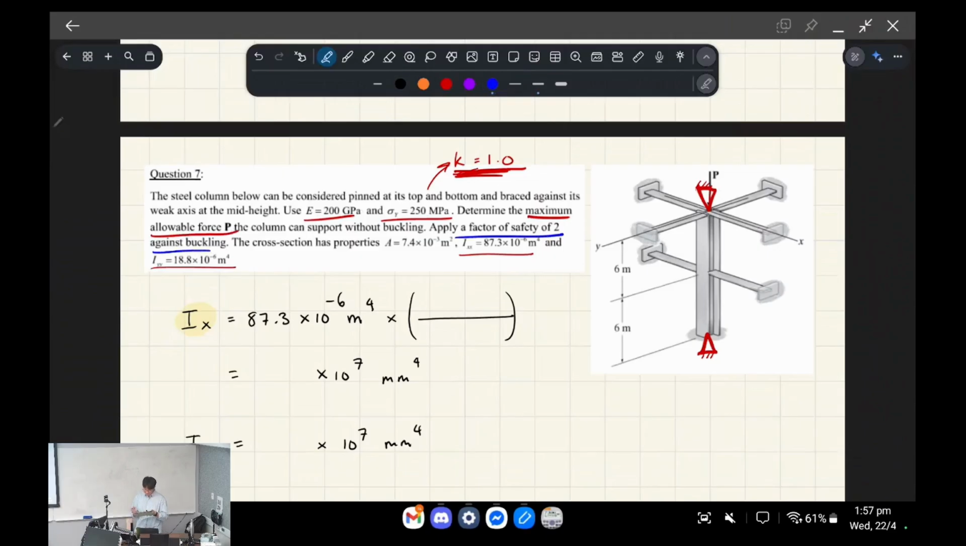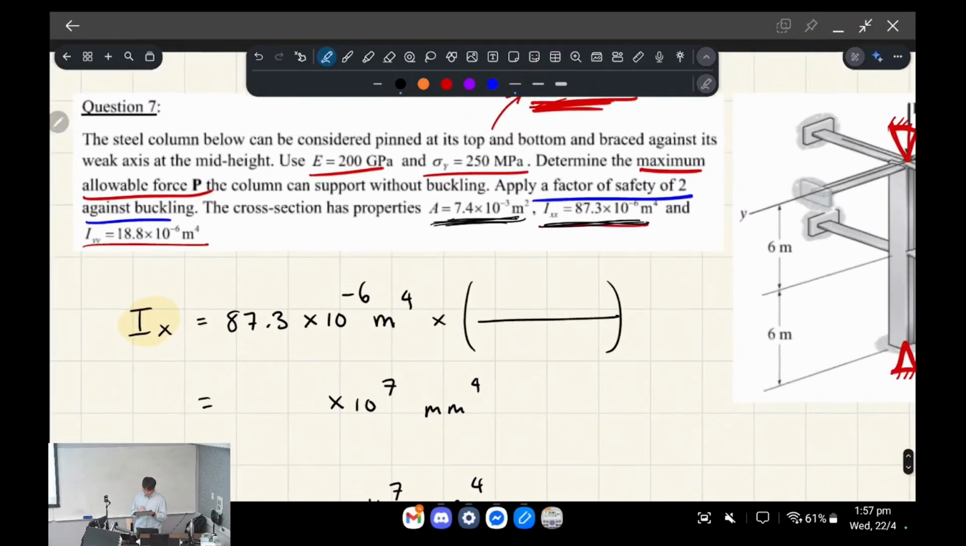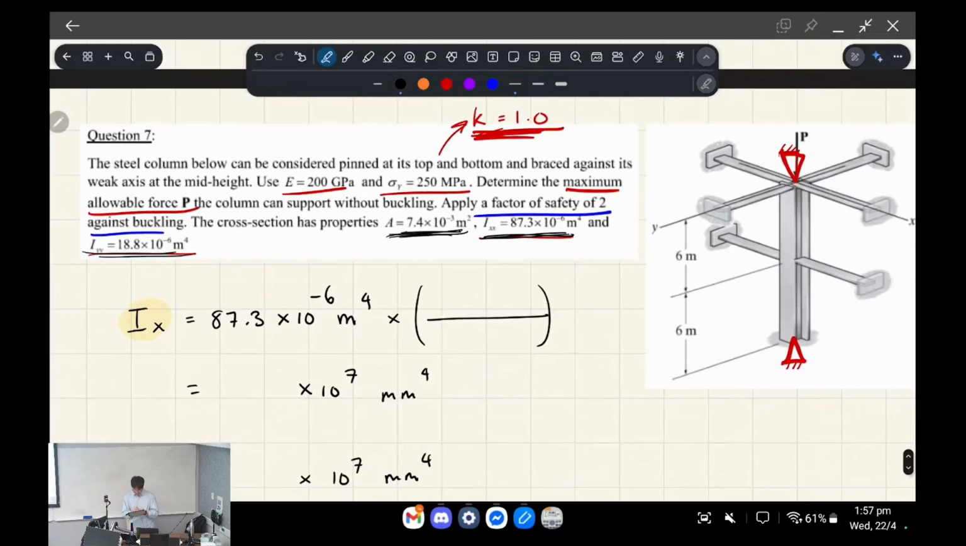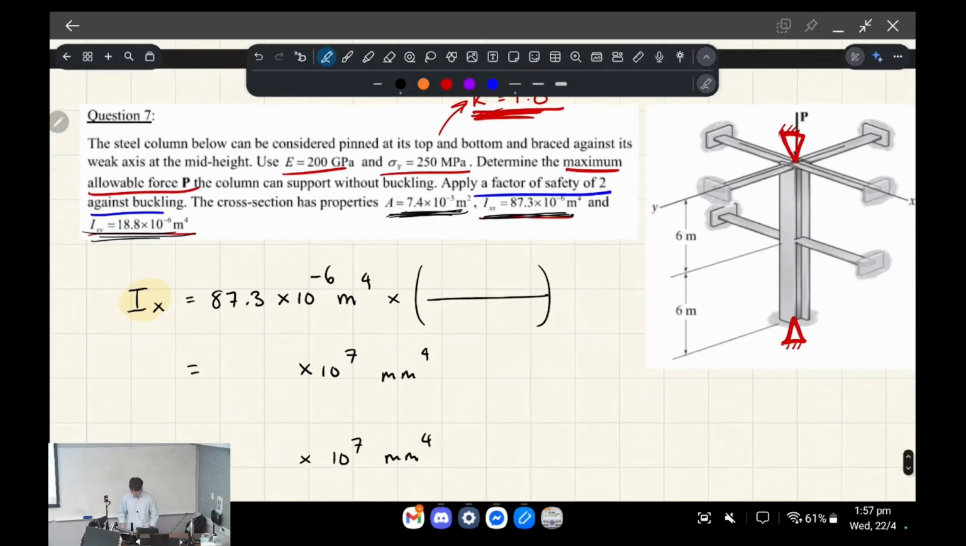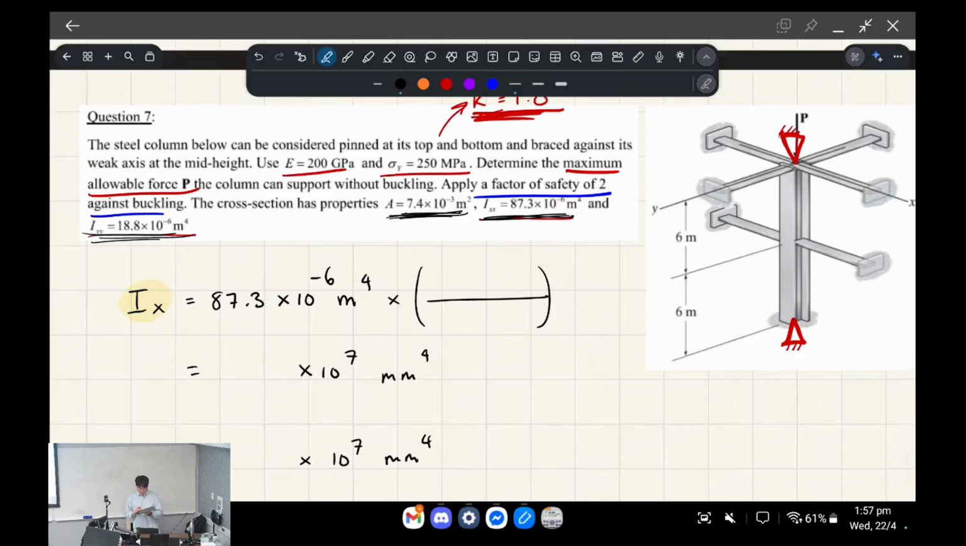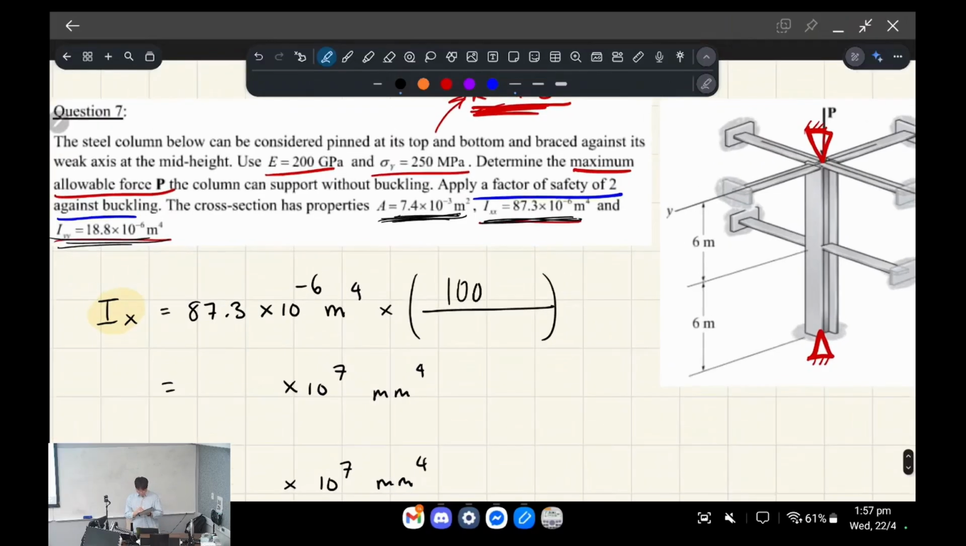The cross-sectional properties are this, so it's given in meters squared and annoyingly Ix is in meters to the power of 4. Okay, so that's in the x and the y direction, right? So we had to convert these to millimeters. The way that I like to think about it is how do I cancel out the meters to the power of 4 such that I can get it in millimeters to the power of 4, okay? So we've got 1,000 millimeters per meter, right?